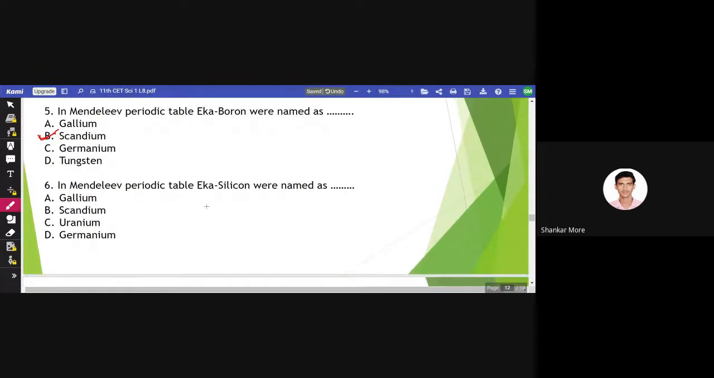Then in Mendeleev's predictions, Eka-silicon was named as dash dash: gallium, scandium, uranium, germanium. Some of you are saying gallium, some of you are saying germanium. So option D is correct, students. Germanium is the right answer. I hope nobody has a doubt about this. Germanium is the correct answer.